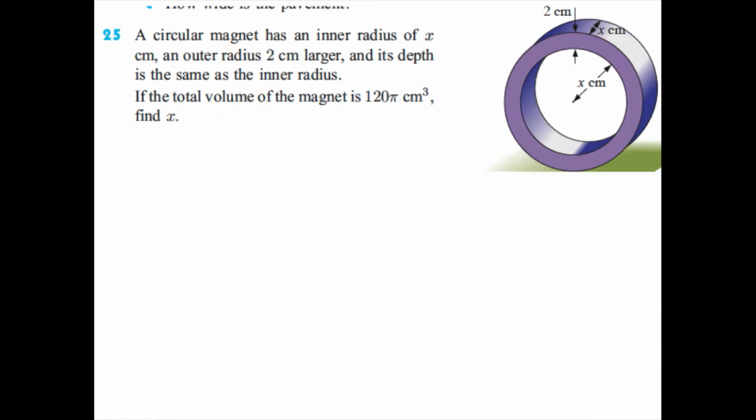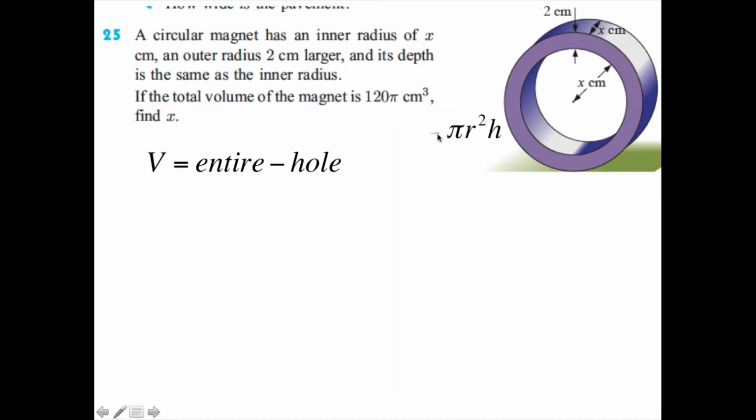All right, so back to the problem. First of all, to find the volume of the magnet, the volume of the magnet is the entire thing minus the hole. So the volume of the magnet, the purple, is the volume of the entire cylinder minus this hole that's cut in the middle of it. So if you do the whole thing minus this hole, you'll be left with the purple bit.